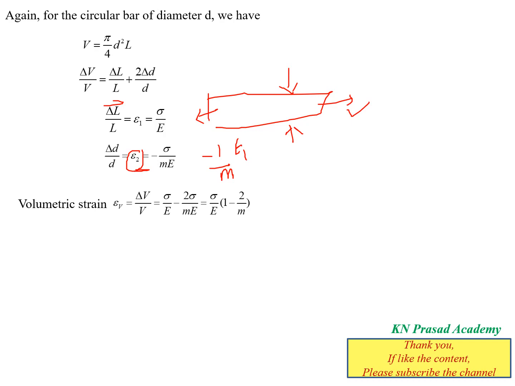So the final volumetric strain, epsilon V equals delta V divided by V, is nothing but sigma by E minus 2 sigma by m E. So here the final volumetric strain will become sigma by E into 1 minus 2 by m.